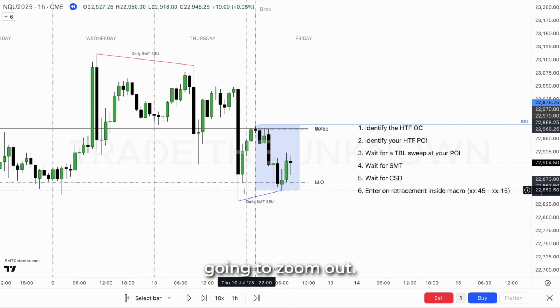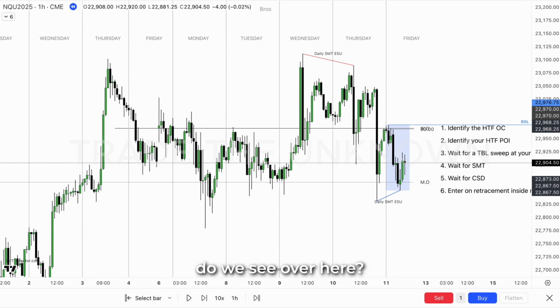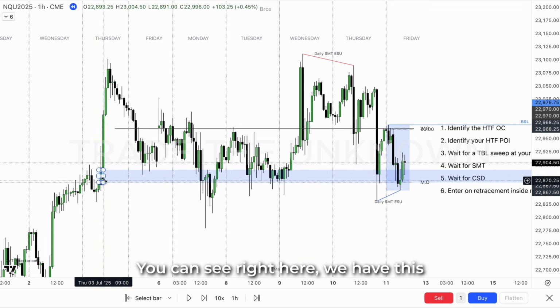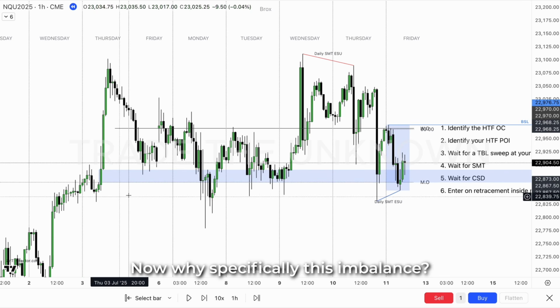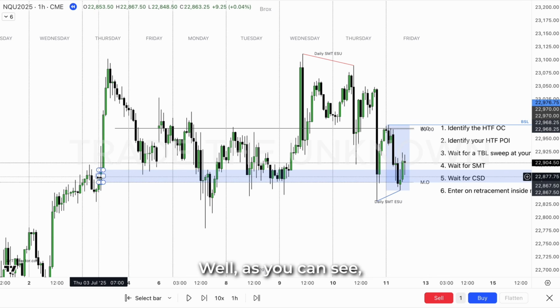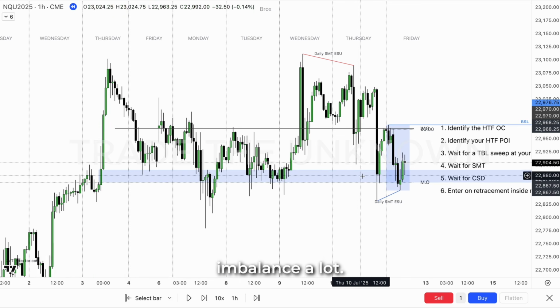And we're going to zoom out. So we go ahead and zoom out. And right away, what do we see over here? You can see right here, we have this imbalance on the left side. Now, why specifically this imbalance? Well, as you can see, price has clearly been referencing this imbalance a lot.